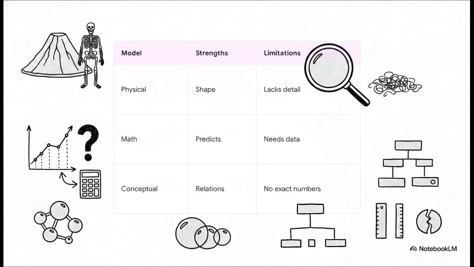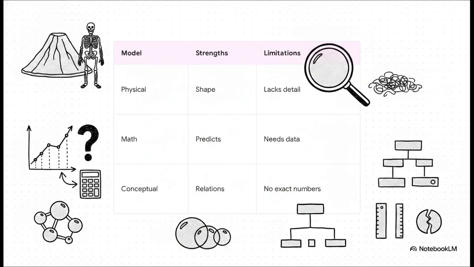Here's a quick reality check. No single tool is perfect, and that introduces a necessary bit of tension in scientific discovery. Let's compare those trade-offs. Physical models are fantastic because they show structure, shape, and size beautifully. But their limitation? Well, they're rarely exact copies of reality. A plastic volcano doesn't have real boiling magma in it, so it naturally lacks fine detail.